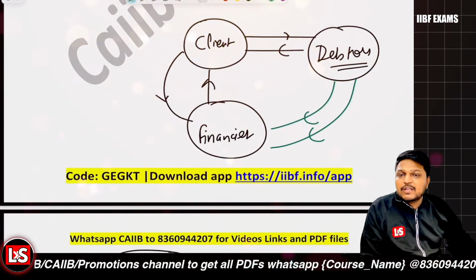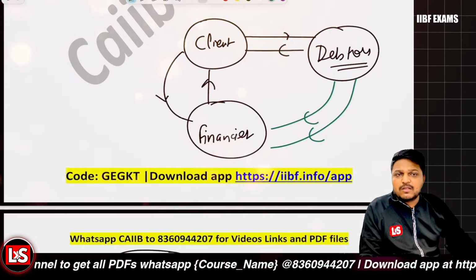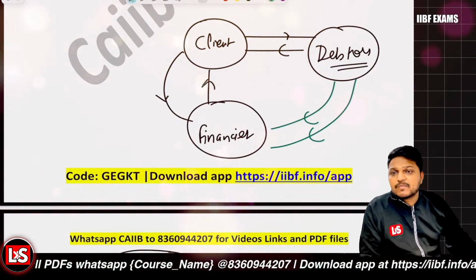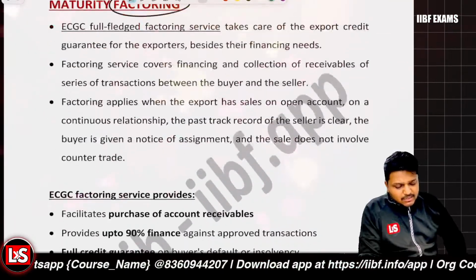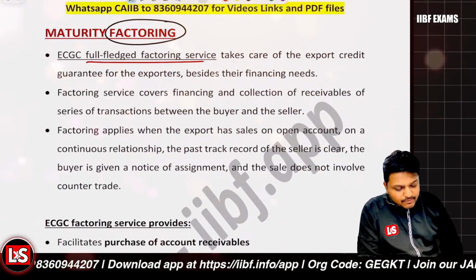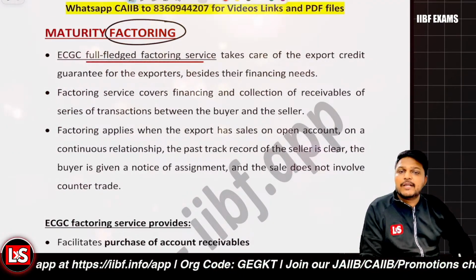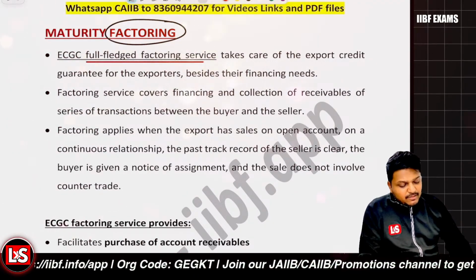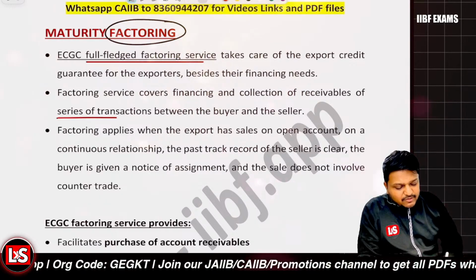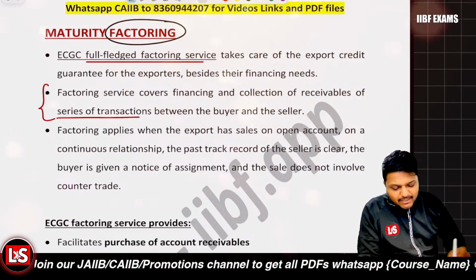Now it is recourse basis and without recourse basis. Both the cases are available. It may be with recourse basis or without recourse basis. So ECGC is providing full-fledged factoring services. So what are factoring services related to? Whatsoever the receivables are going to be there in a series of transactions, or let's say in a single transaction, those will be taken care of by the ECGC factor.